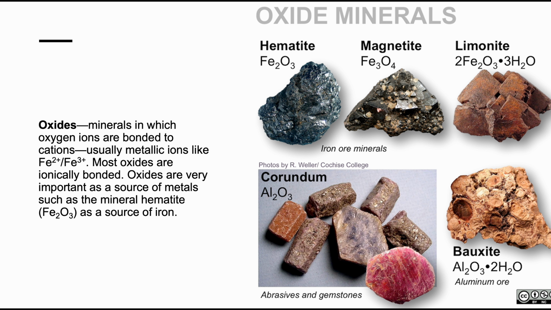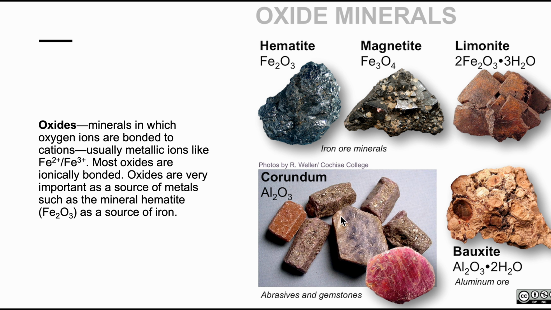Oxides are minerals in which oxygen ions are bonded to cations, usually metallic ions like iron 2+ and iron 3+, iron 2+ being a little bigger than iron 3+, so that determines which goes into a particular crystal lattice. Most oxides are ionically bonded. Oxides are very important as a source of metals, such as the mineral hematite, as a source of iron. Hematite has a formula of Fe2O3. This is known commonly as rust. Magnetite has a formula of Fe3O4. This has magnetic properties. Limonite is a hydrous iron oxide. It's kind of powdery, orangey, yellowish color, very common.